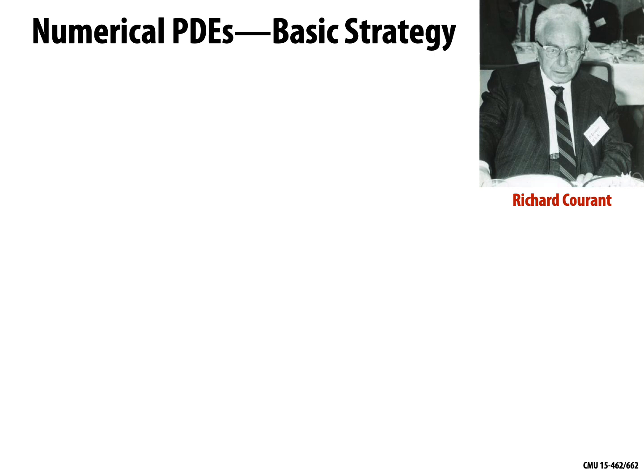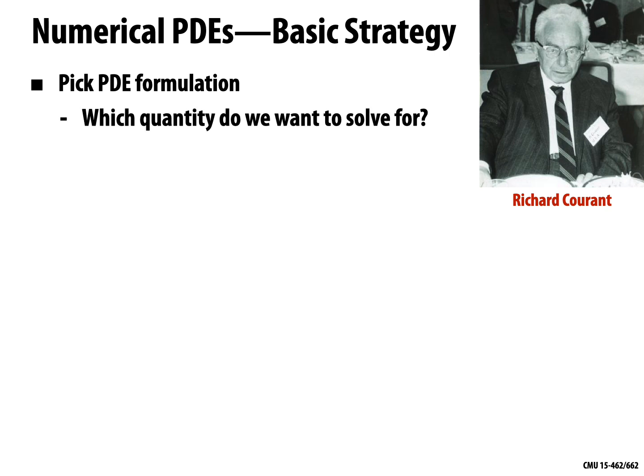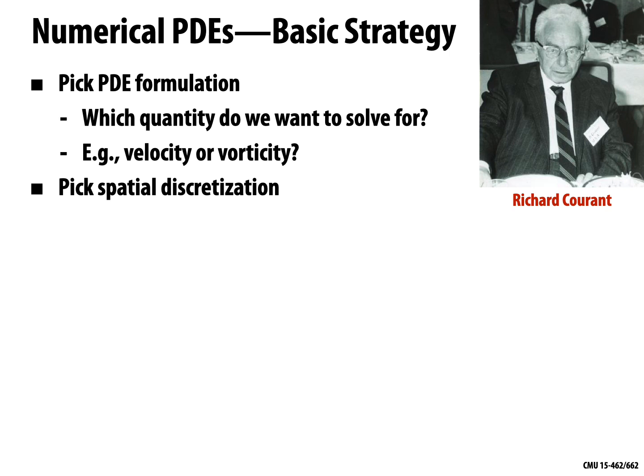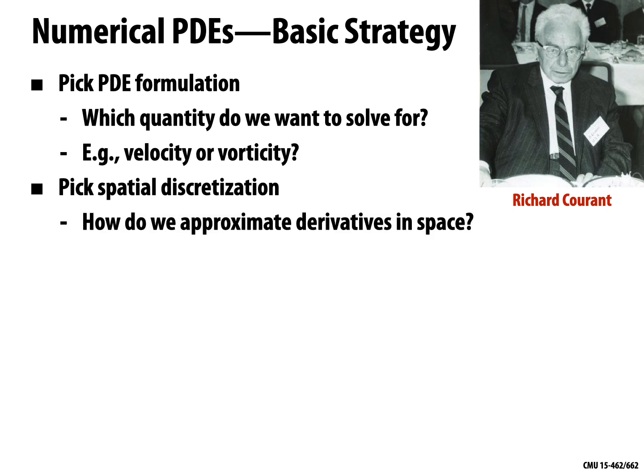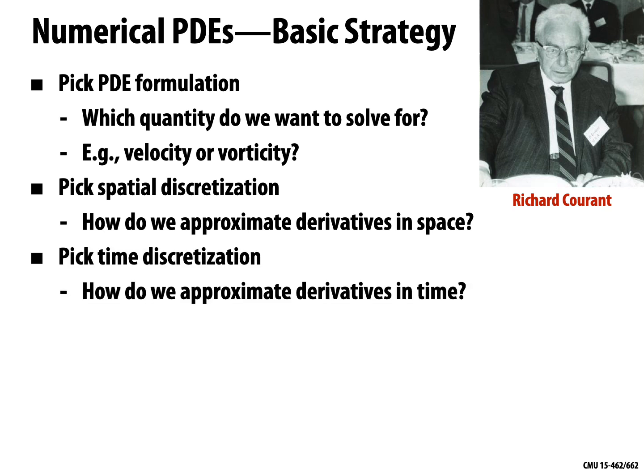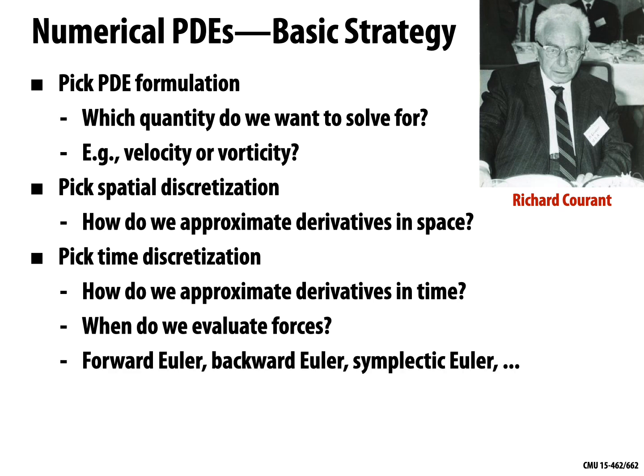So the strategy is, first we have to decide what our PDE formulation is. Which quantity do we want to solve for, for instance, velocity or vorticity? Then we might pick a spatial discretization. How are we going to approximate derivatives in space? And then we're going to pick a time discretization. How do we approximate derivatives in time? So, for instance, when we talked about ordinary differential equations, we had to choose when do we evaluate forces, leading to forward Euler or backward Euler or whatever.